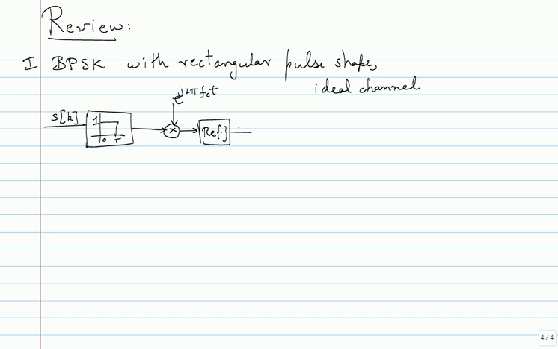The reason I'm drawing it like this is, if you want to do QPSK, what will you do? You'll have one more line which takes the imaginary part. Think about it. That's roughly what you would do. You have x2 of t, then this goes through a channel which I'm saying is ideal. This is an ideal channel, so it's basically delta of t. Don't worry about the channel too much.